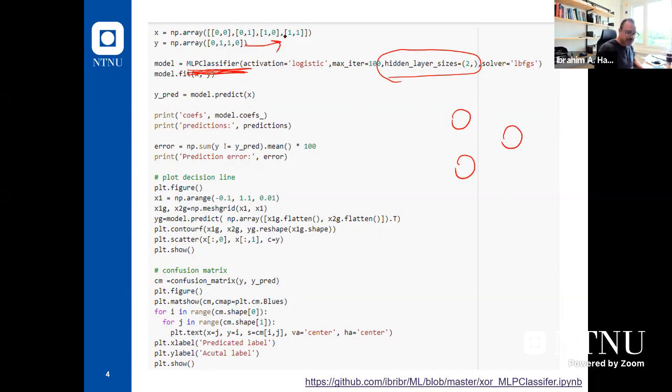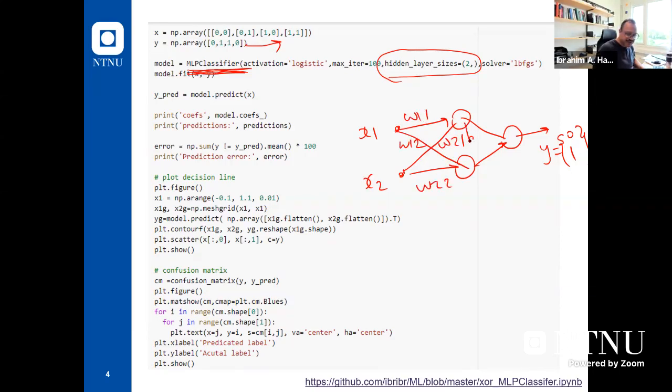And the number of inputs will be decided by the data set. So we'll have here 2 inputs, x1 and x2. Each one of those will create a line, and this one will just make the decision, so the output will be 0 or 1, for example. And we have weights omega 1,1, omega 1,2, omega 2,1, and omega 2,2. And we have the bias values here, B1 and B2. We will have also V1 and V2, for example, and B3. So this is the MLP classifier.